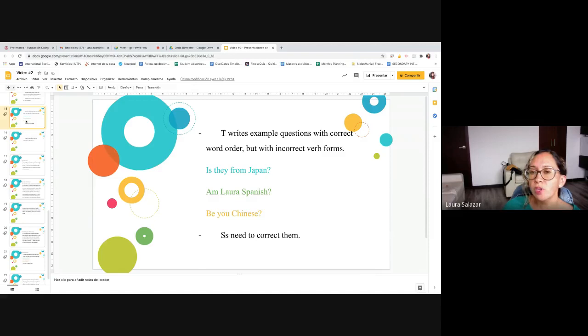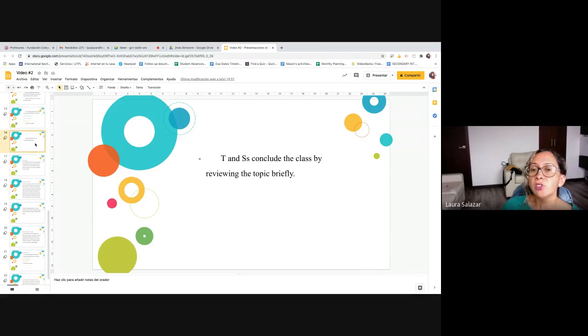The teacher writes example questions with correct word order but with incorrect verb forms. For example, the teacher writes on the board: Is they from Japan? I'm Laura Spanish. Be you Chinese? And students need to correct these sentences, putting in the correct verb forms. The teacher and students conclude the class by reviewing the topic briefly.